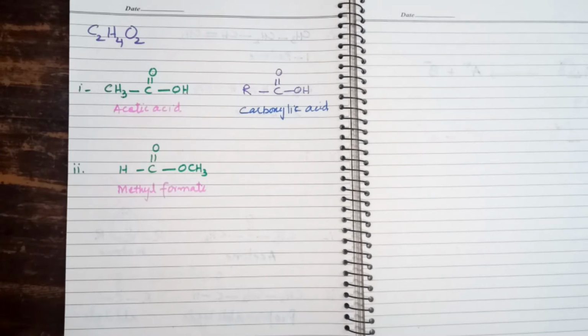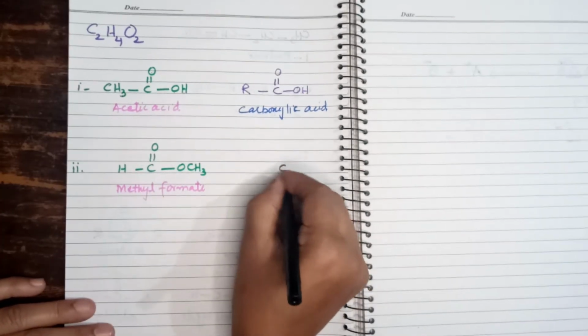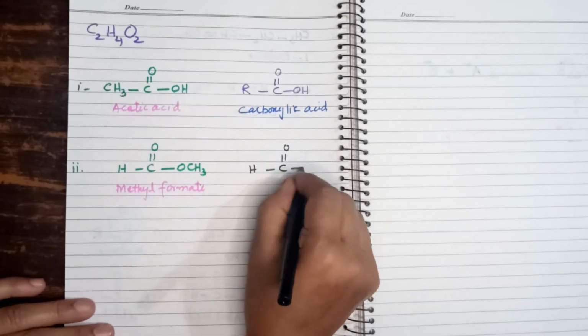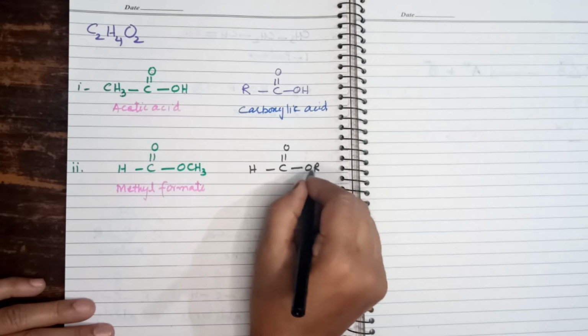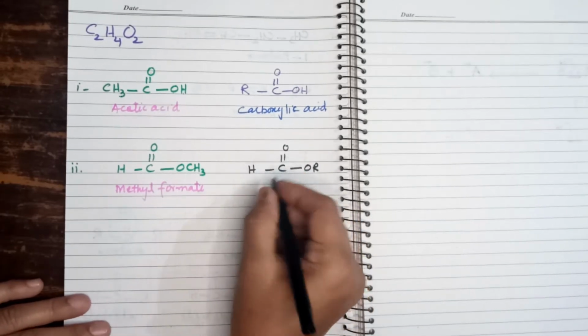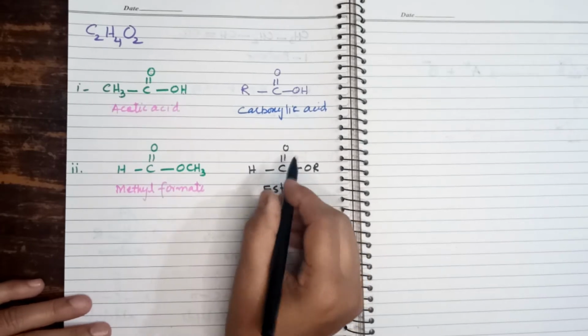Now identify what is the name of this molecule. What is this molecule, students? Here you can notice, on one side we have a hydrogen atom, while on the other side we have this group OR, right? This is the functional group of ester. This is an ester molecule, right?